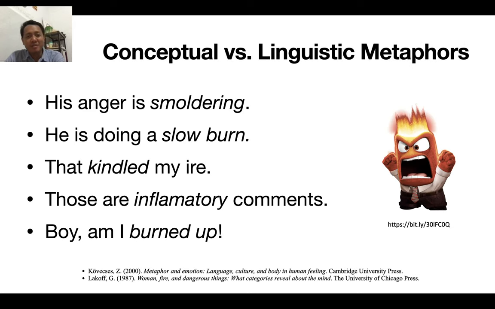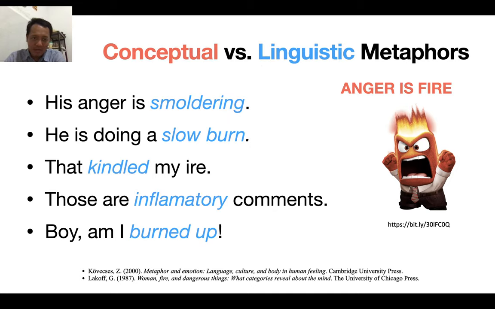Let's see more examples. These are linguistic expressions that refer to anger, that are used to talk about anger. And we will talk about conceptual and linguistic metaphors later on. So these are words, the ones that are in blue, they are all words or vocabulary that refer to the concept of fire, but then they are used in the context of talking about anger.